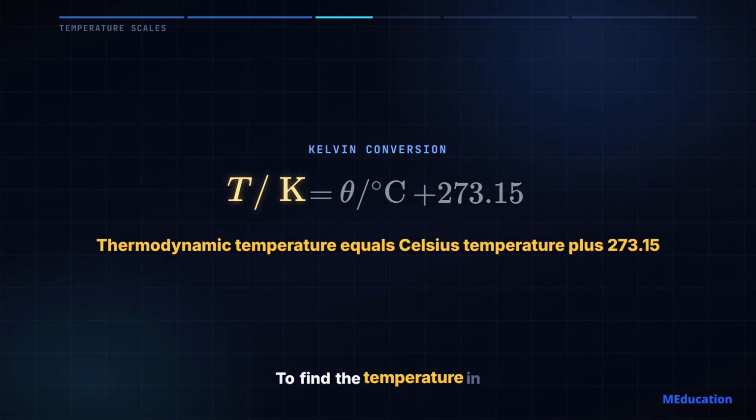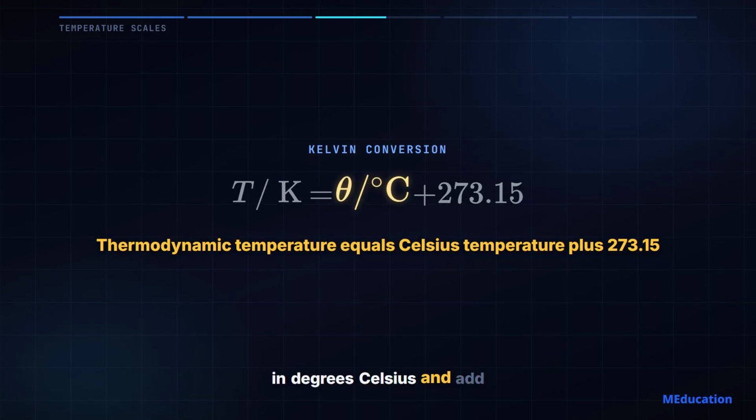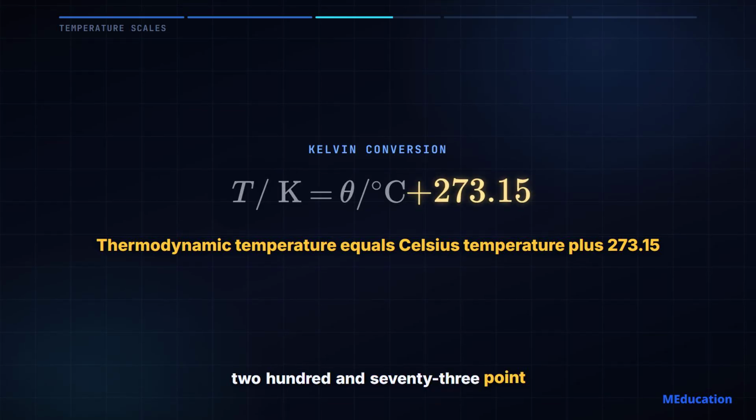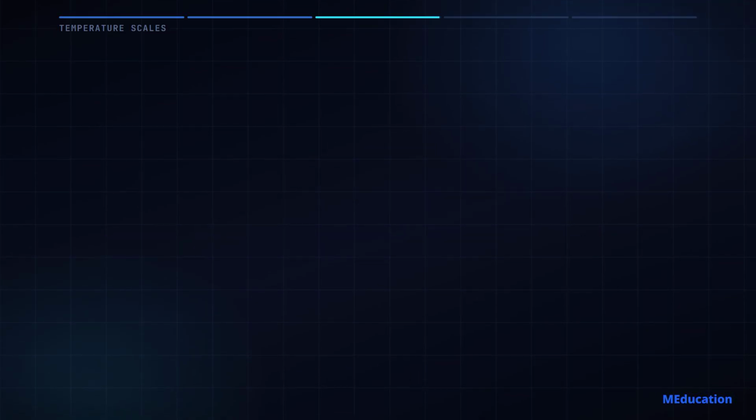To find the temperature in Kelvin, you take the temperature in degrees Celsius and add 273.15. This fundamental scale starts at absolute zero, the point where a system has its minimum possible internal energy. Remember, a change of 1 Kelvin is exactly equal to a change of 1 degree Celsius.